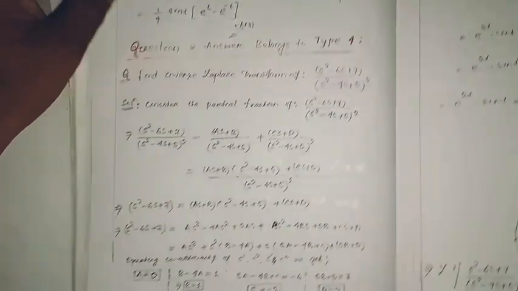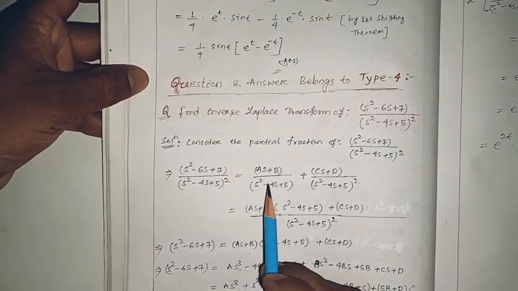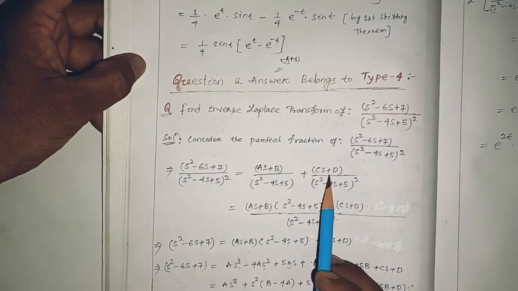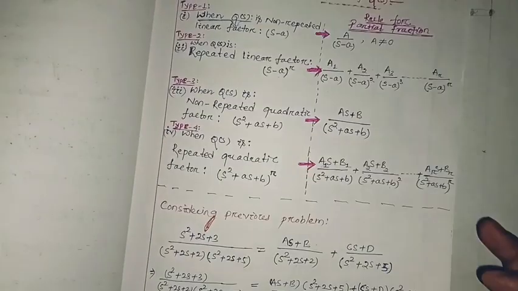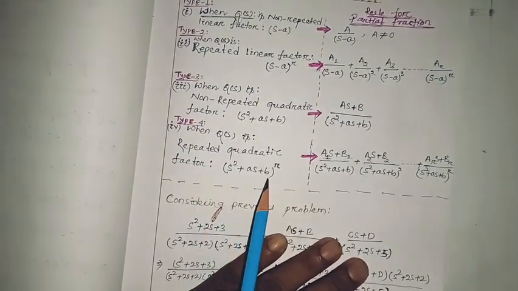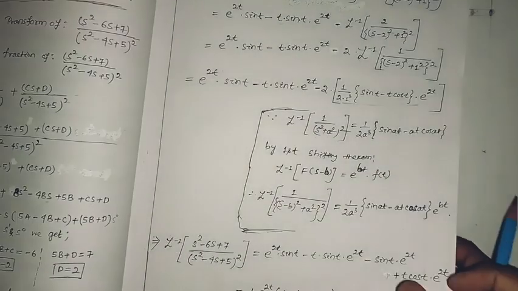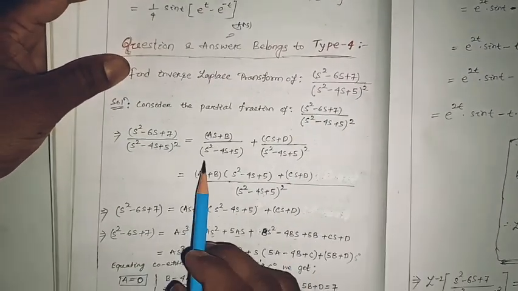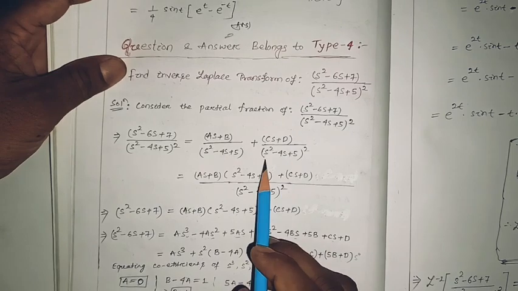So how are we going to do the partial fraction here? The partial fraction of this one will be written in this format: (as + b)/(s² - 4s + 5) + (cs + d)/(s² - 4s + 5)². As we have discussed, for type 4 it has to be written in this format. Suppose a quadratic repeated factor is there up to r, that means that term to the power up to r we have to write.